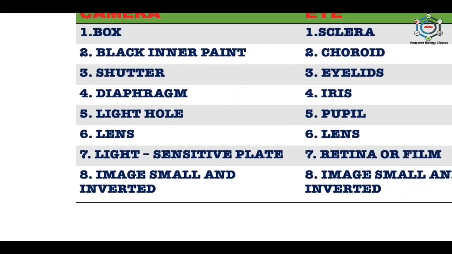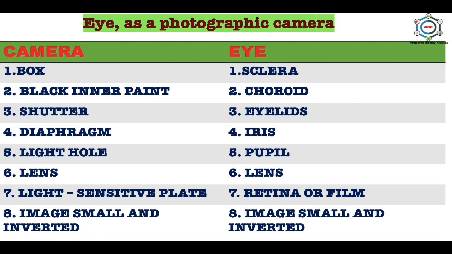After that, the eye as a photographic camera. Here you can see the same structure of the eye and camera. In the camera the box is the same as the sclera. In the camera, the black inner paint is the same as the choroid. In the camera, the shutter is the same as the eyelids. The diaphragm is the same as the iris. The light hole is the same as the pupil. The lens is the same as the lens in the eye. The light sensitive plate is the same as the retina or film. In the camera, the image is small and inverted, which is the same as in the eye, in which the image is also small and inverted. So this is how a camera and eye show the same structures.